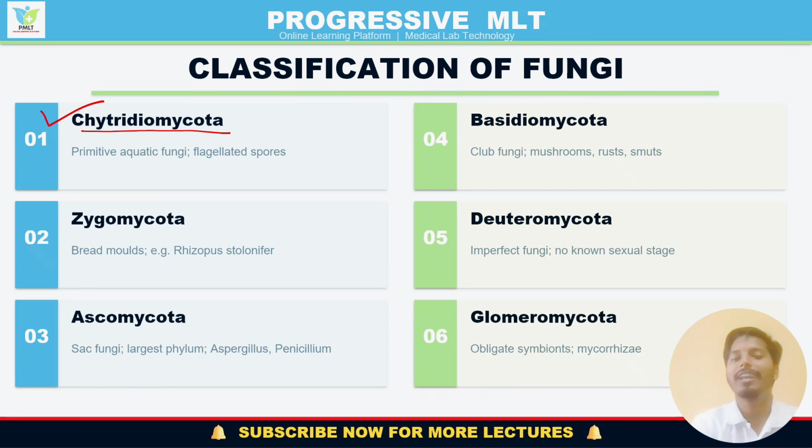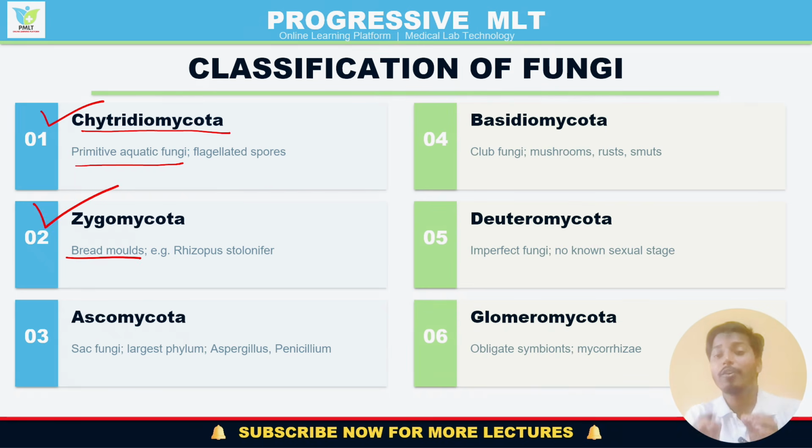Okay, see here, Chytridomycota, it is the first type. They are basically aquatic fungi, which means they are found in water. Flagellated spore means their spores contain flagella. Got it? The second one, Zygomycota, they are the bread molds.